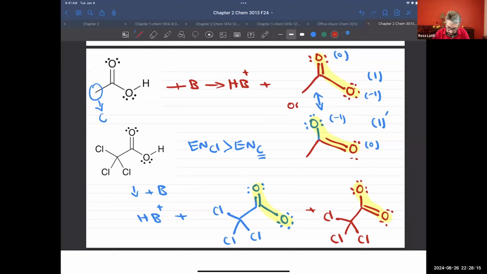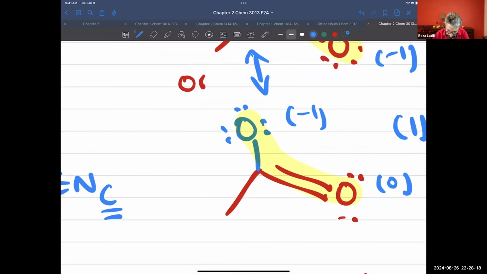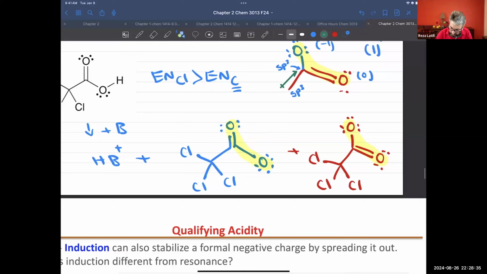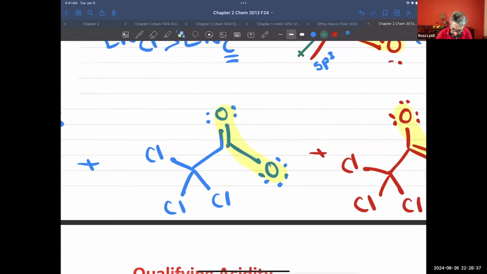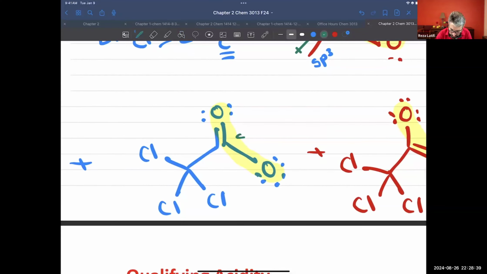Why? Okay, let's zoom here. This carbon is sp3, while that carbon is sp2. So what will happen? Carbon will donate electron to the central atom. How about here? Okay, in this case, I can say, yes, again, I have sp2 here, and this one is sp3.